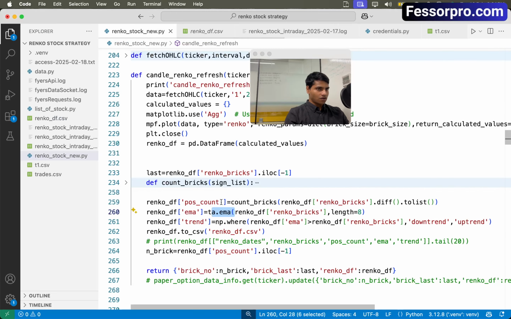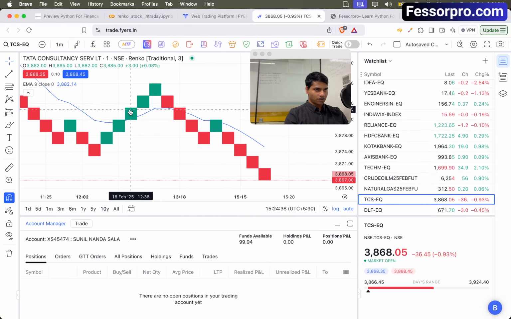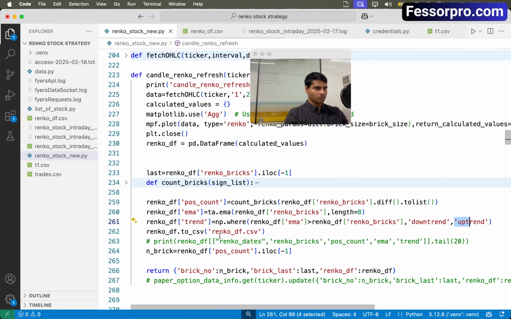Now I've created another column called trend. What is trend? If my EMA is greater than the Renko brick, it means it is a downtrend. Otherwise it is an uptrend. You can see here, if my closing price is greater than the EMA, it's an uptrend. And if it is less than the EMA, it is a downtrend, right? So that is what I've done here.